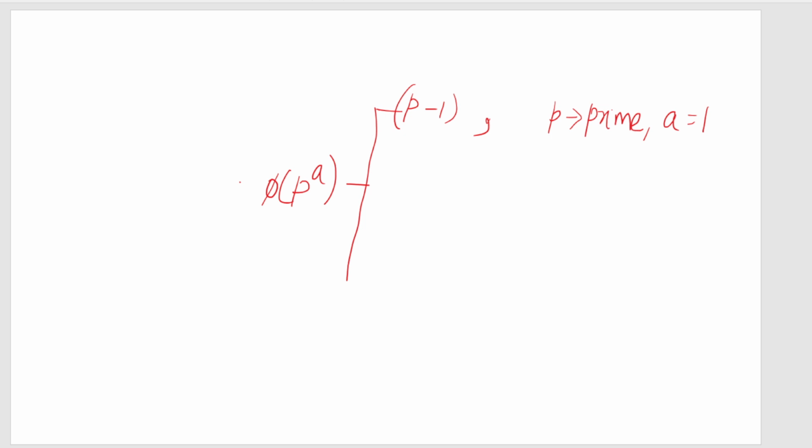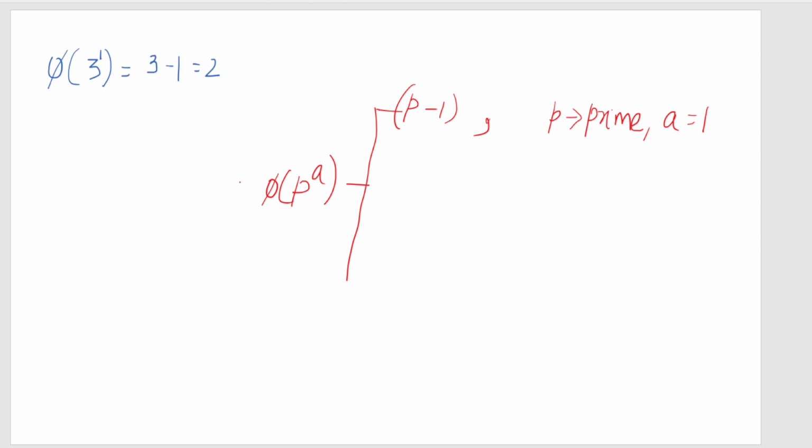You can take an example of phi of 3. 3 is a prime number raised to the power of 1. So we get phi of 3 as 3 minus 1, that is 2. This is the value.